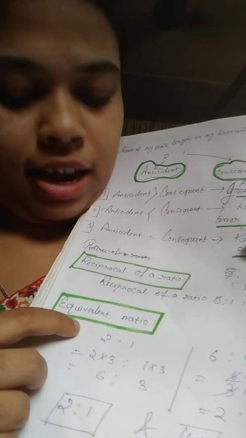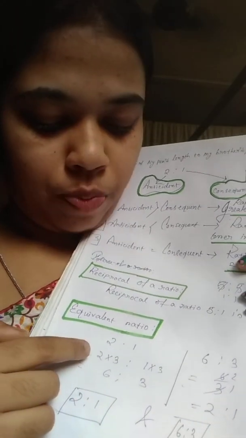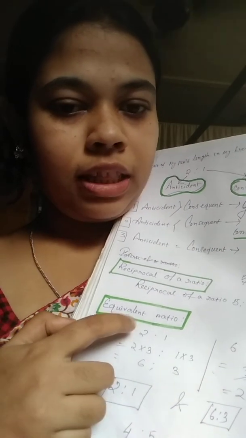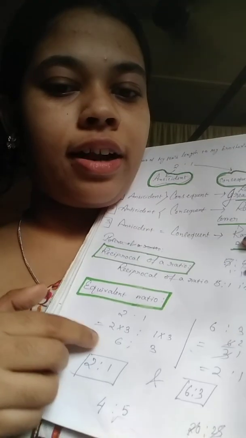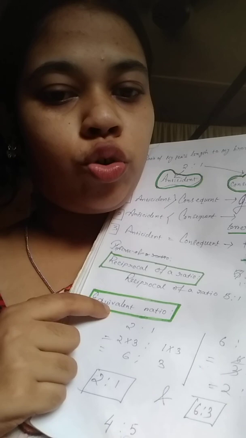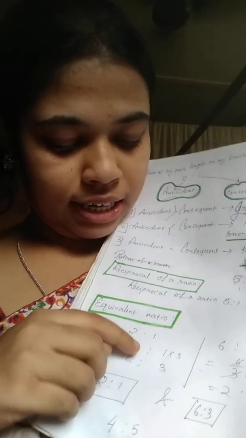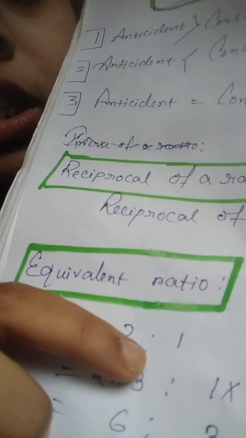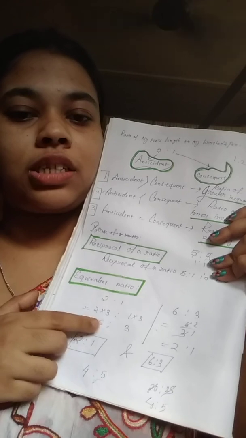Here I have taken 2:1. Now I am multiplying 3 with both of them, this side also, this side also. 3 twos are 6, 3 ones are 3. Here comes 6:3. So see that from 2:1 we are getting 6:3. There is a ratio sign, I don't know if you can see it or not. See this ratio sign.